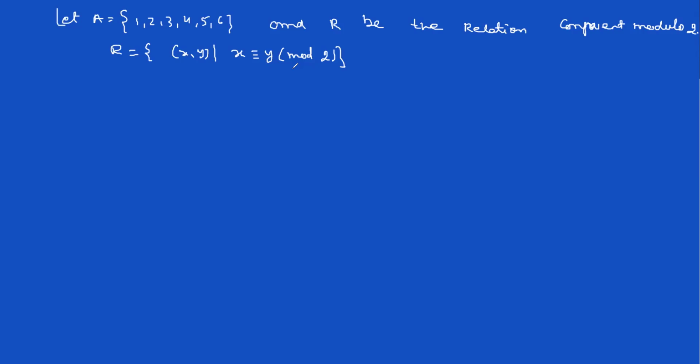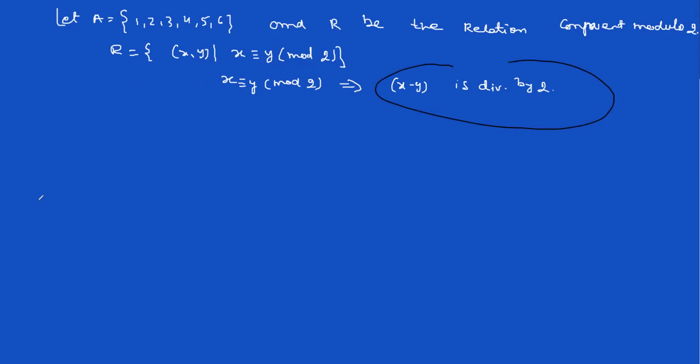So what are the numbers when divided by 2? You know x congruent to y mod 2 is what? It means x minus y is divisible by 2, right? So find those pairs which satisfy this condition. First find the relation R such that x minus y is divisible by 2. So (1, 1), because 1 minus 1 is 0, and 0 is divisible by 2. (1, 3). You cannot take (1, 2), because their difference is minus 1, and minus 1 is not divisible by 2, right?